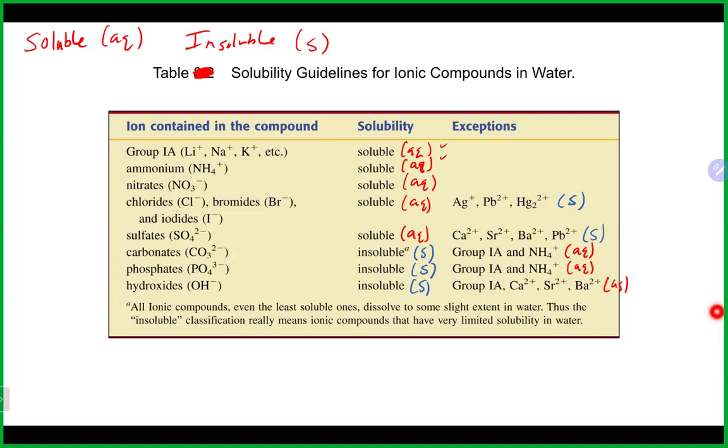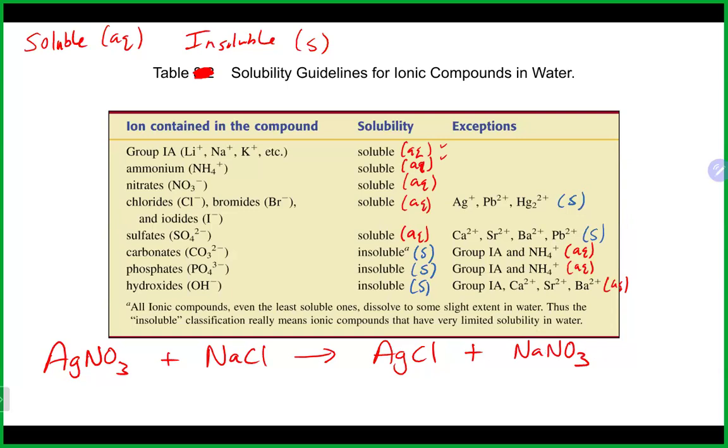So let's see how we could use this. For example, we'll take our silver nitrate and we'll react it with a little sodium chloride and we'll make a little silver chloride plus a little sodium nitrate. So why don't you use the solubility rules there and see what each of these will be. Give them the soluble or insoluble label, either aqueous or solid.